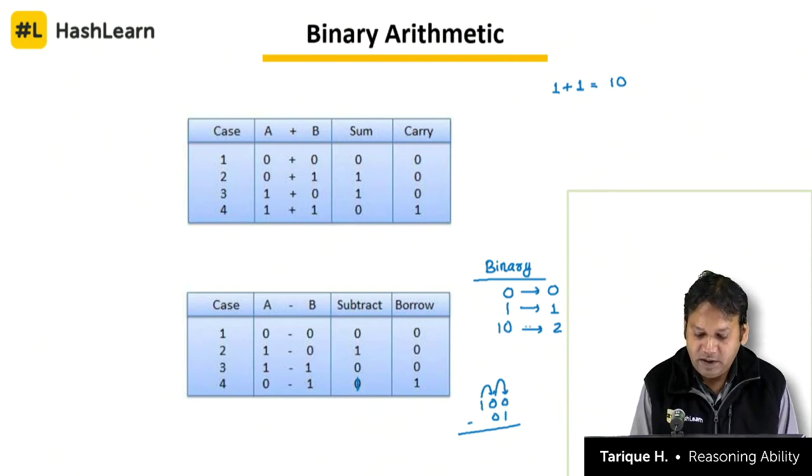So you see 10 is 2 and 1 is 1. 2 minus 1 is how much? 2 minus 1 is 1. So we can say that means that in binary 10 minus 1 is equal to 1.